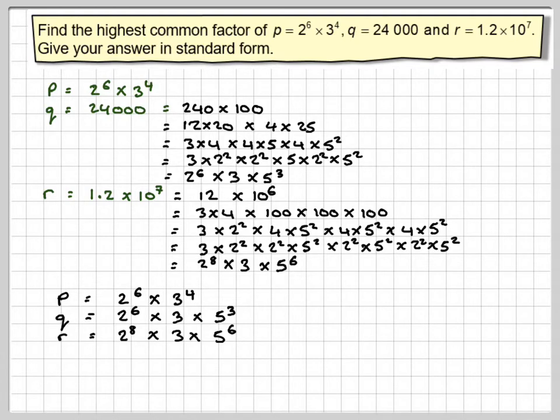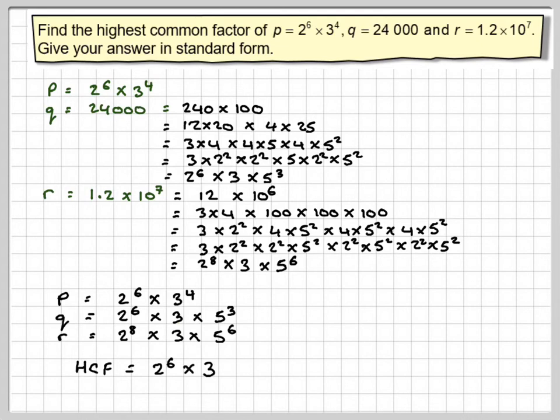What you're trying to find with the highest common factor is the highest number which will divide exactly into these three numbers. So we can see here we've got 2 to the 6, 2 to the 6, and then 2 to the 6 will also go into this number. So HCF will be, start with 2 to the 6. We've got 3 to the 4, 3, and 3. So the only thing that's common is 3.